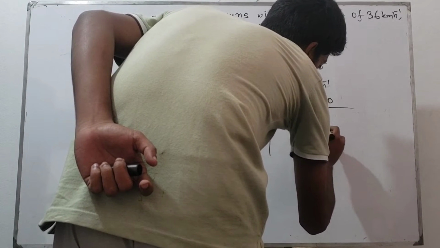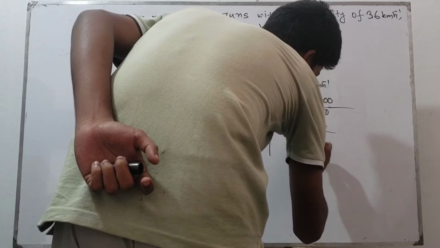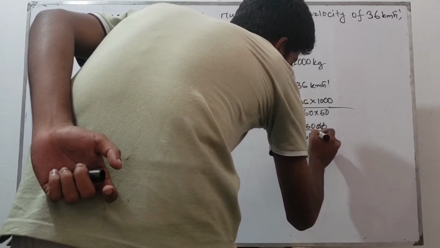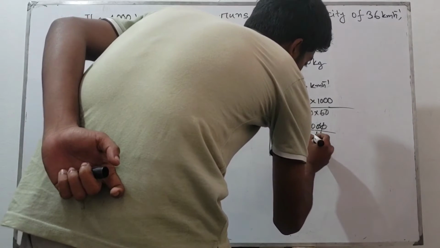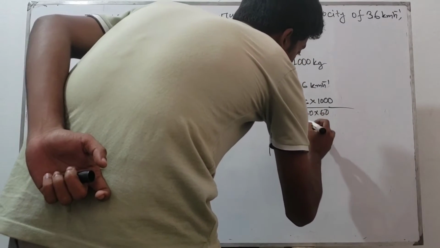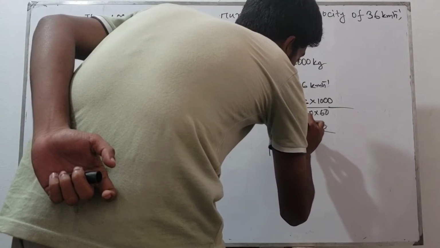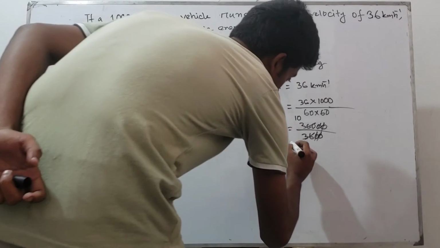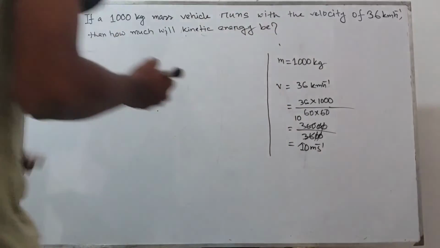I mean 36,000 over 3600. If you cancel those zeros, then you will get 36 divided by 3.6, then you will get the answer 10. That means 10 meter second inverse 1.